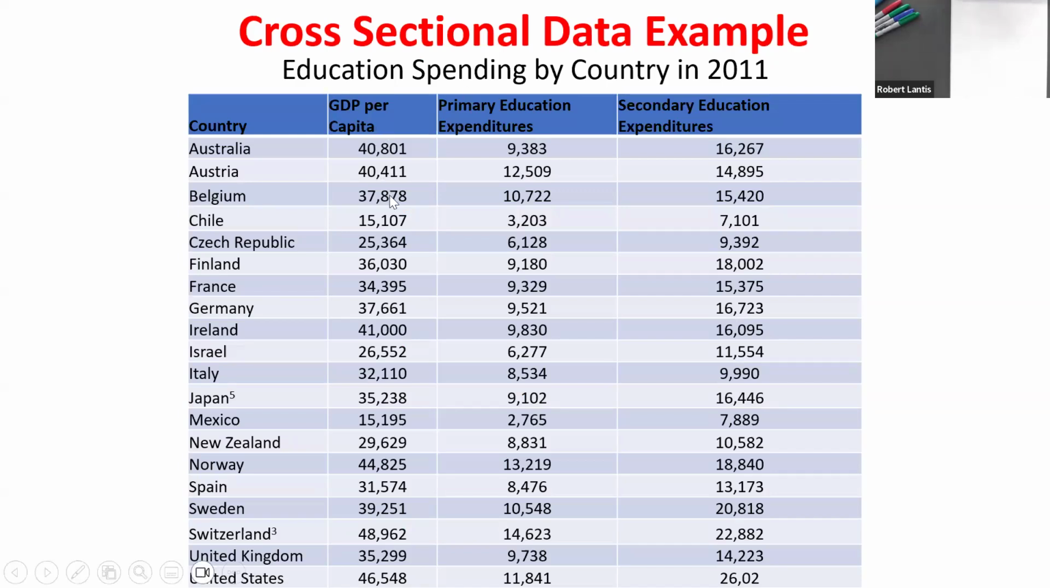GDP per capita was one thing that I recorded for all of these countries in 2011. Primary education expenditures was another variable I had recorded for every single country in that year. And then secondary education expenditures was a third variable. So cross-sectional data sets don't just have to be one variable that you're collecting information on. It can be multiple, like this could be hundreds of variables. It's just that they're all collected at one point in time for these several subjects. Okay.